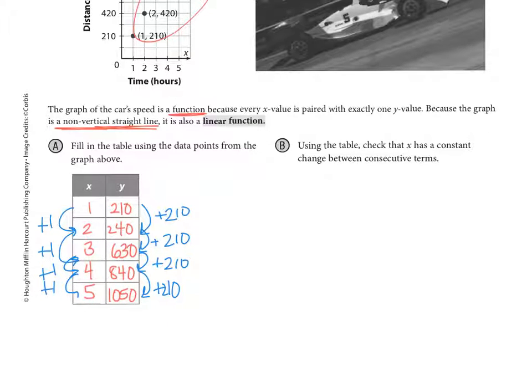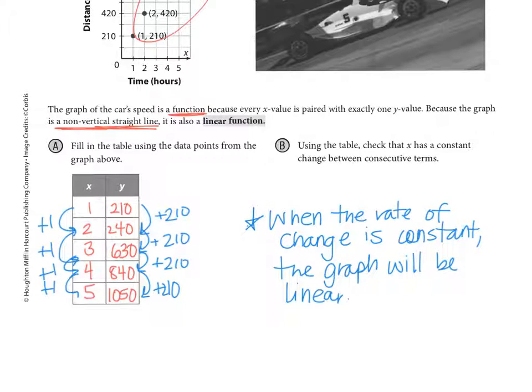So something that you need to take a note of is that when the rate of change is constant, meaning the same, then the graph is going to be linear, no matter what the rate of change is. As long as it's the same change between each set of terms, then the graph itself is going to end up linear, or looking like a straight line.